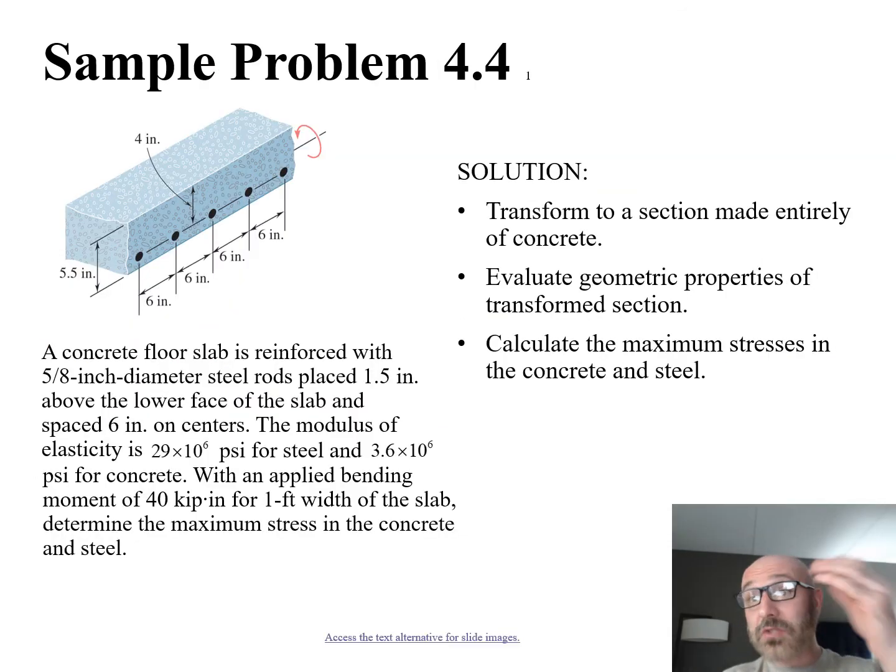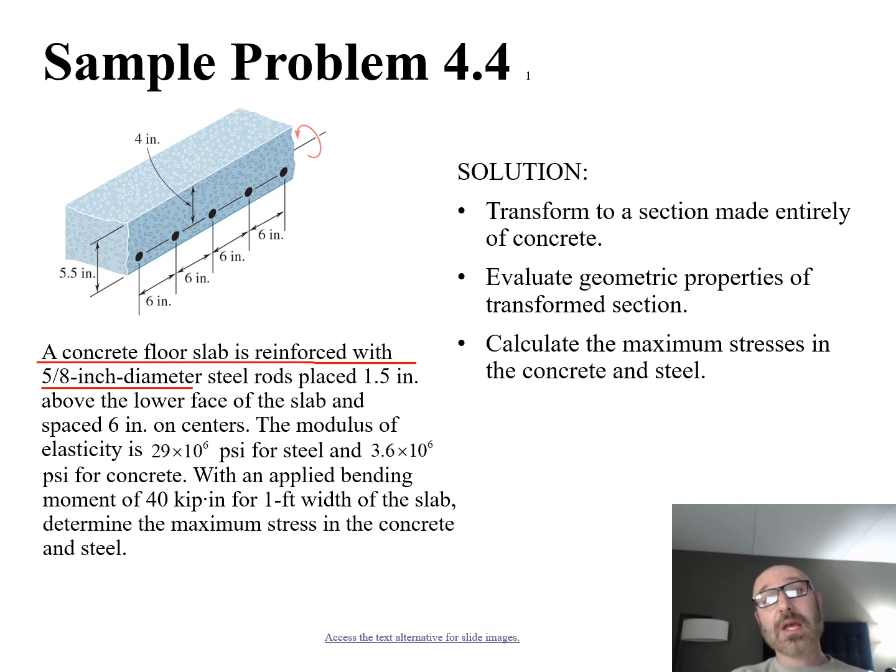So now let's go through an actual example problem dealing with exactly that, a concrete structure with rebar in it. What we have here is a floor slab, a simplified floor slab made of concrete, which is reinforced with, now they tell us more information about the actual reinforcement material, our rebar. These are 5/8-inch diameter steel rods placed 1.5 inches above the lower face of the slab and spaced 6 inches on center apart. The modulus of elasticity is given to us as 29 times 10 to the 6 psi for the steel, and for our concrete, it is 3.6 times 10 to the 6 psi.